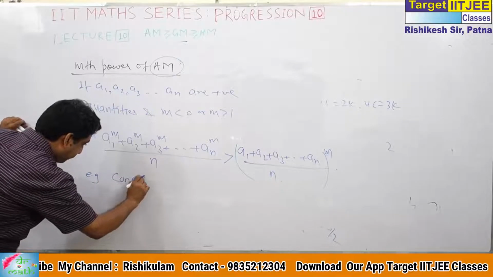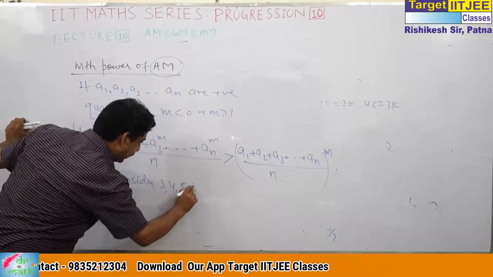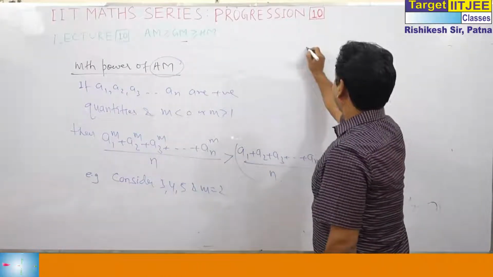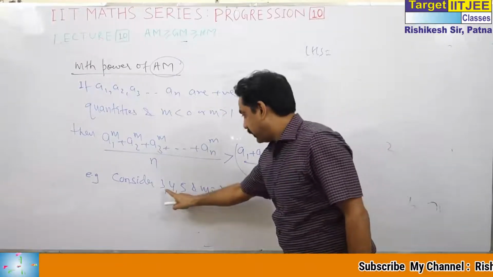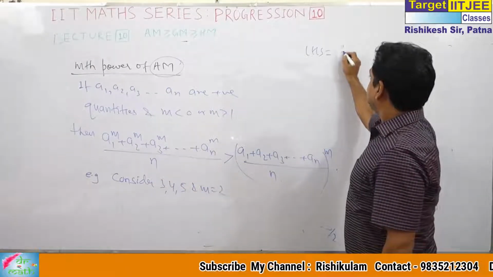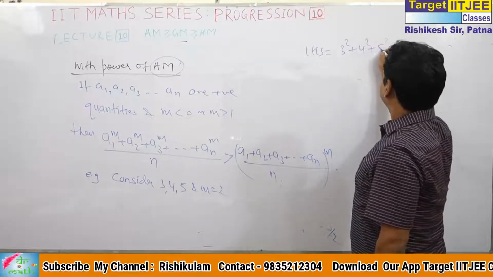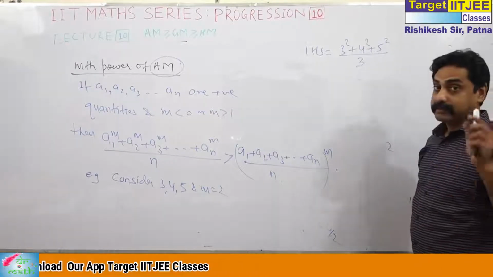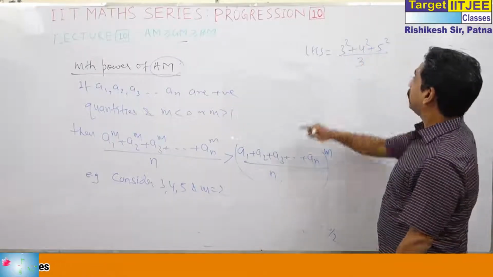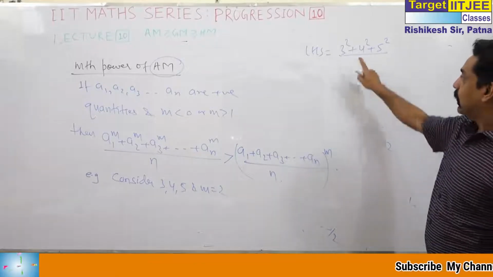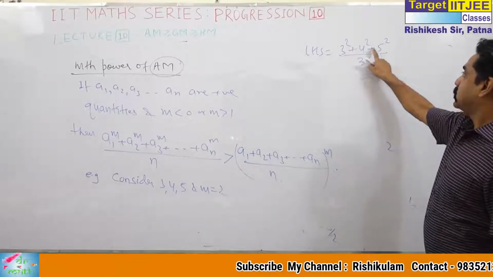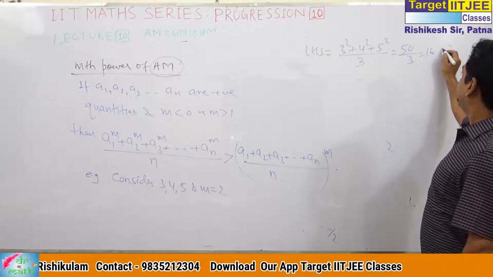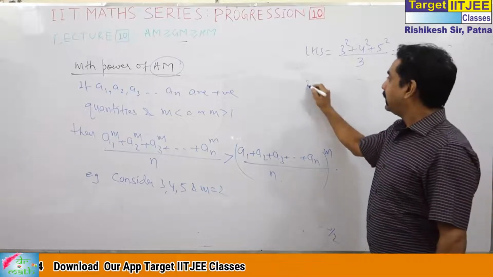For example, consider 3, 4, 5 and m equal to 2. What do we get? LHS, with m equal to 2, is the arithmetic mean of the squares of these quantities. See the language carefully. Arithmetic mean of the squares of these quantities: 9 plus 16 plus 25, that is 50 by 3. This is approximately 16.6. What is the RHS?